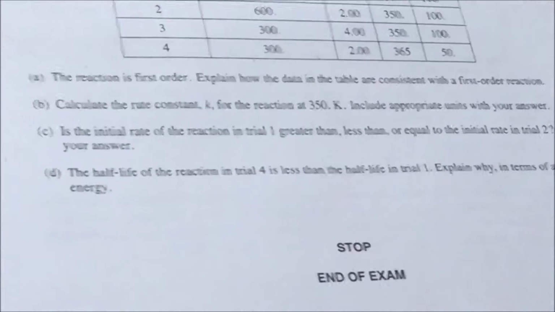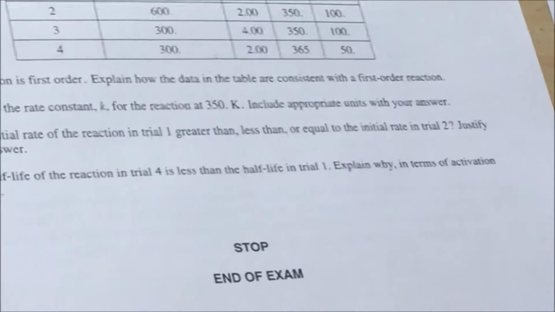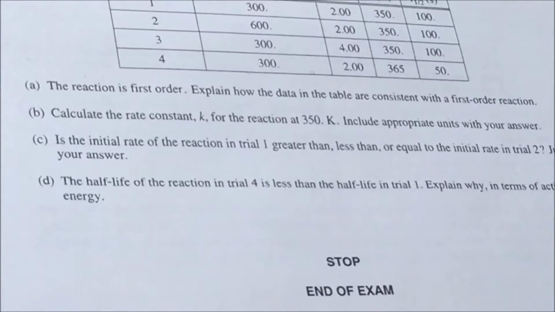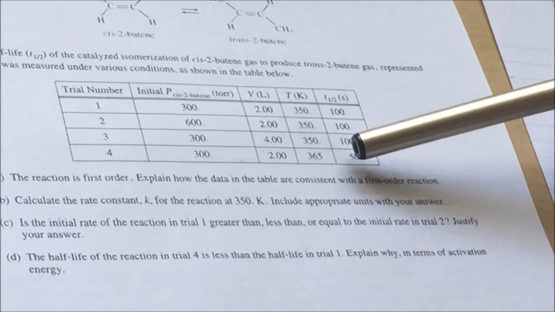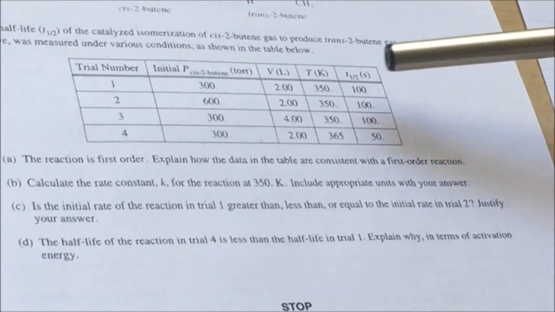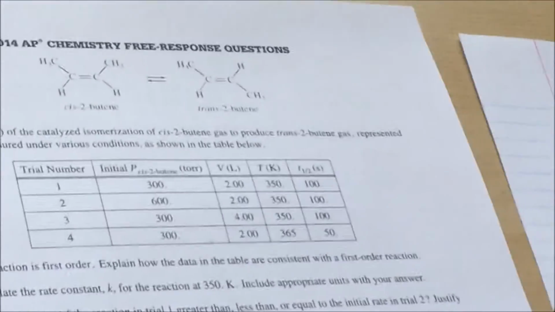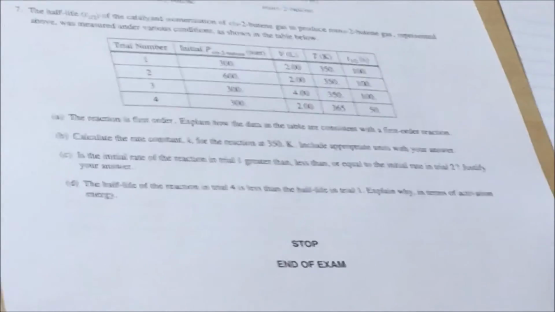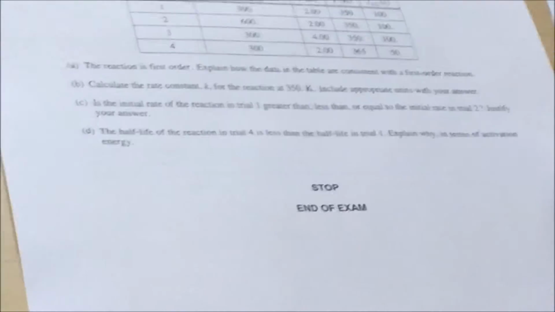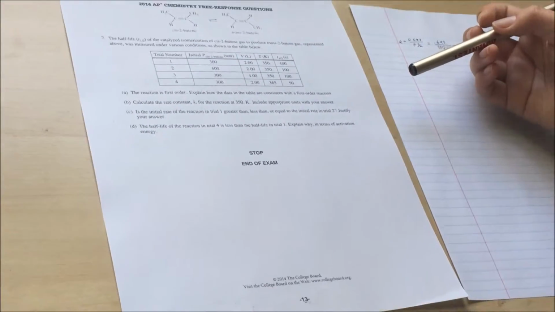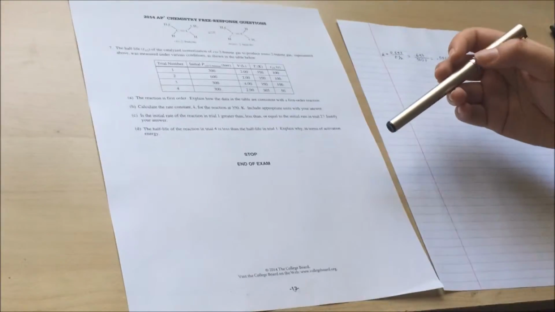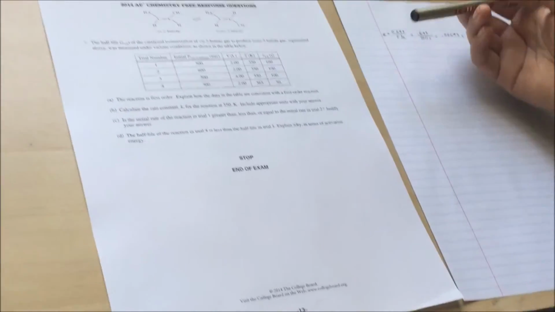D. The half-life of the reaction in trial 4 is less than the half-life in trial 1. Explain why in terms of activation energy. So the temperature is higher in trial 4, as we can see, 365 as opposed to 350. So the average kinetic energy of the molecules is greater. Because the temperature is greater, there are more collisions. So the greater number of collisions give the molecules more energy to overcome the activation energy barrier. So the rate is greater.